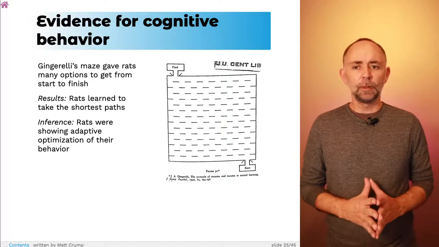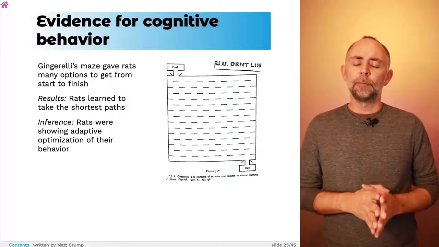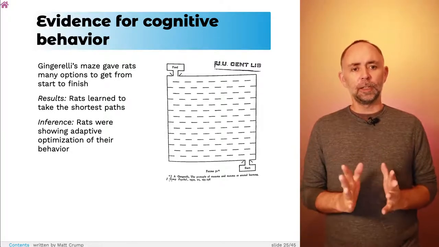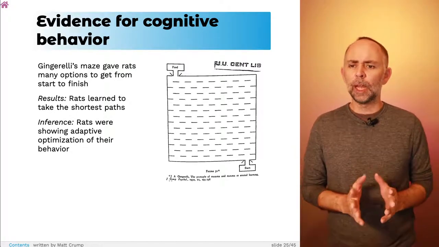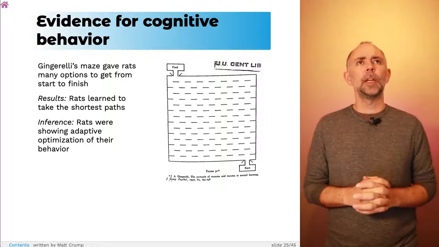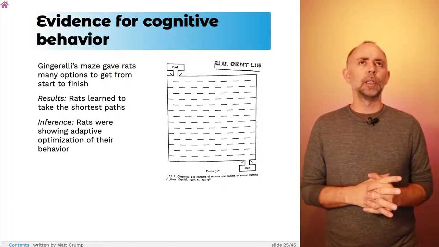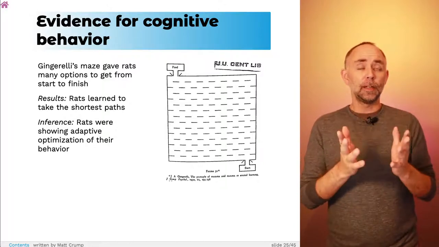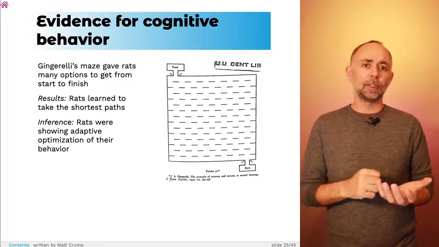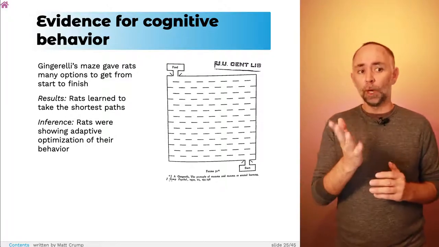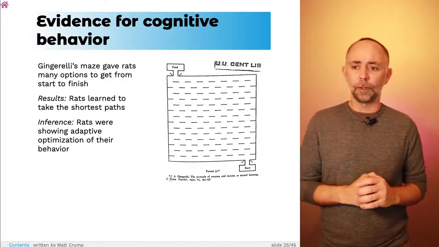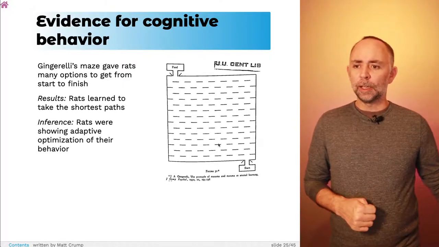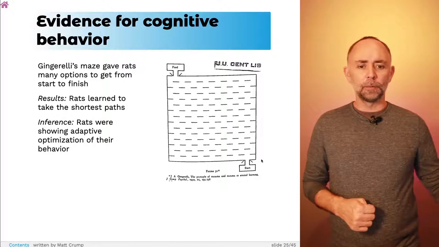Let's move on to a different maze, and this is one that Tolman argues provides evidence for cognitive behavior. And one definition for cognitive behavior here was the capacity to make decisions, so evaluate the costs and benefits of doing one thing or doing another thing. Here's a maze, check this one out. It has many options to get from the start to the finish.